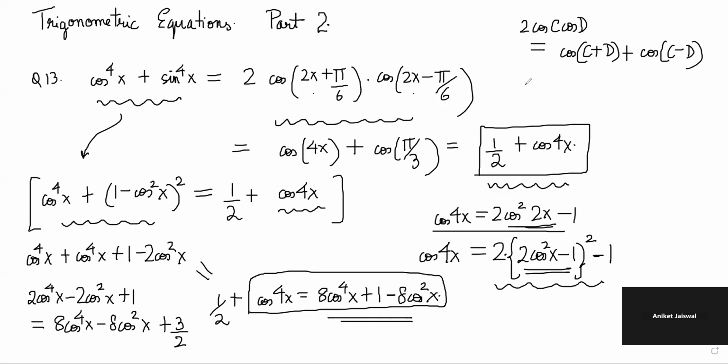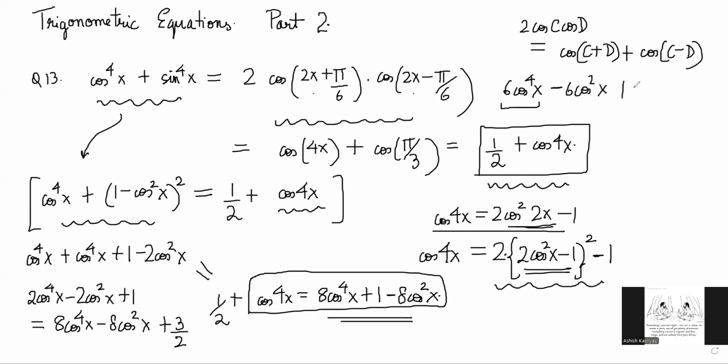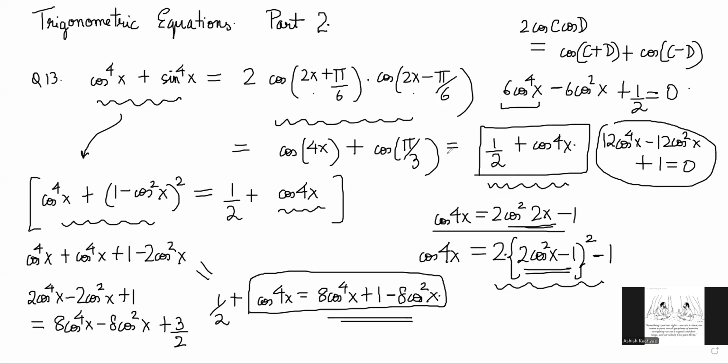Sir, simplify. What happened? 3 by 2, can we write it as 1 plus 1 by 2, or do we have to use that 1 later? You can write it however you want to. That is not an issue. We are just making our biquadratic. 6 cos power 4x minus 6 cos square x plus half is 0. You're getting 12 cos power 4x minus 12 cos square x plus 1 is 0. That is my equation now, right?